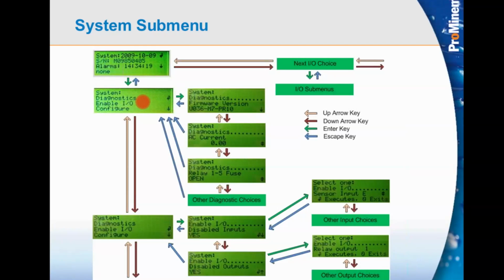You press the up arrow, then you would come back up through the menu. If you press the escape, you'll go back to the system menu, and the up and down arrows would choose the next choices as we described in the last screen.